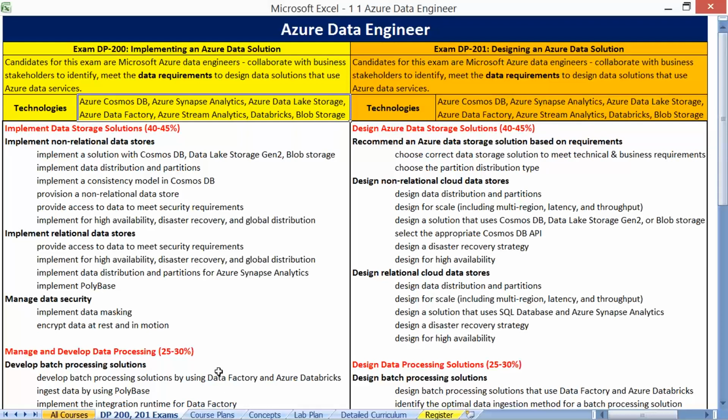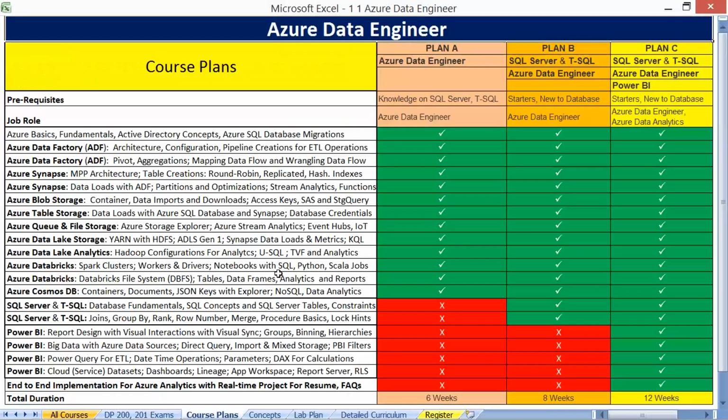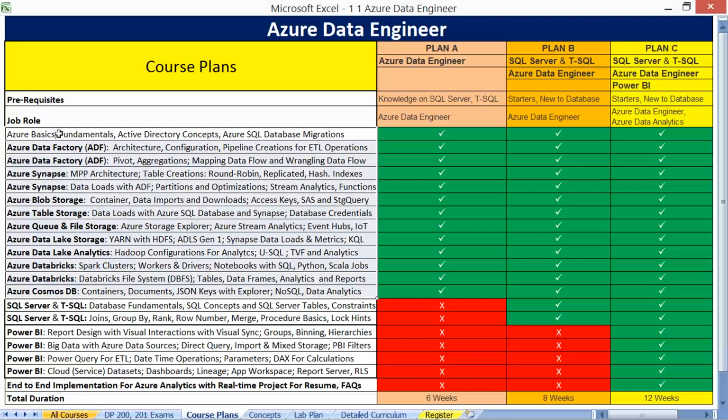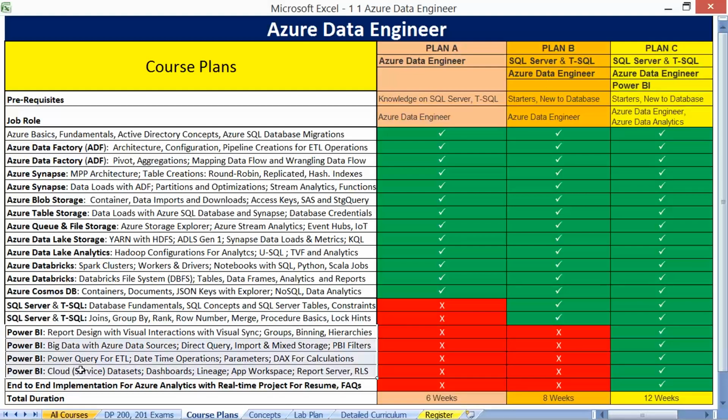So keeping in mind our certification requirements and the job work and the resume requirements, we came up with 3 different plans, and you would choose one out of these 3. Plan A, core Azure data engineer, that includes all concepts right from the basics of Azure and fundamentals. Or plan B, that includes SQL, TSQL queries as well. Or plan C, that includes Power BI, SQL, data engineer, and Power BI. These 3.